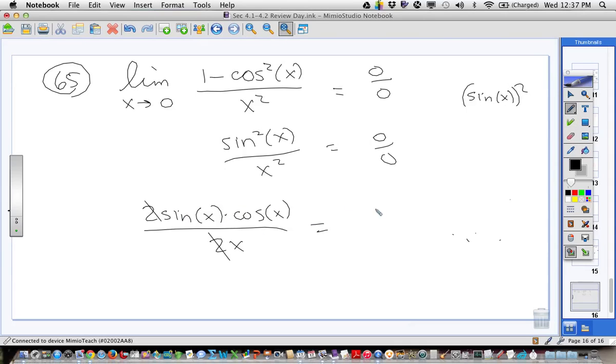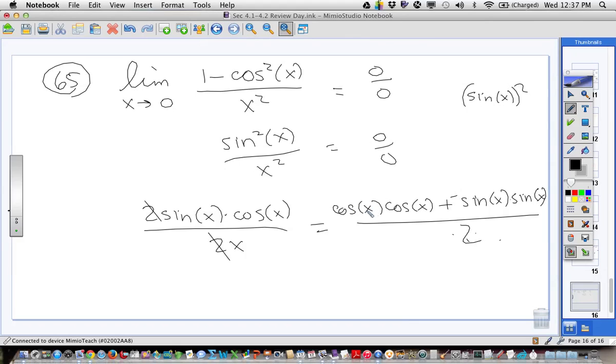Do a product rule. Derivative of sine is cosine. Leave the cosine alone. Which would actually make that cosine squared. Plus, leave the sine alone. Do the derivative of cosine, which is negative sine, all over the derivative of the bottom, which would be 2.